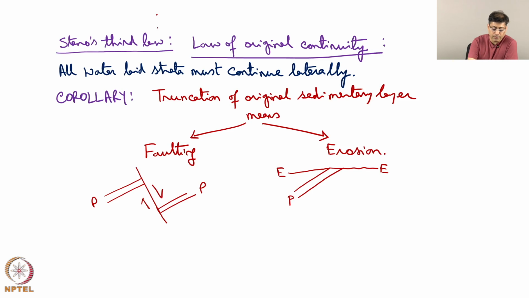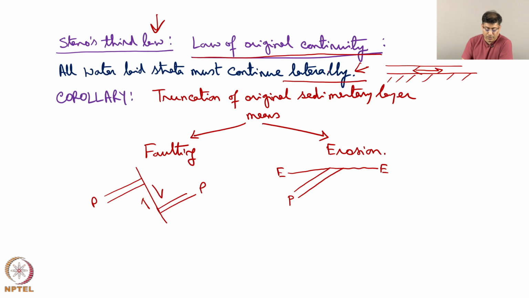Let us come to Steno's third law, which is also said as law of original continuity. All water-led strata must continue laterally. That means, if this is a depositional surface and the water-led strata are there, I should find them continuous, but there is a limit. It is laterally, but not infinitely. Somewhere it has to terminate. So, the corollary of third law can be truncation of original sedimentary layer, and there can be two possibilities. By field work we can find that there is a faulting that has happened.